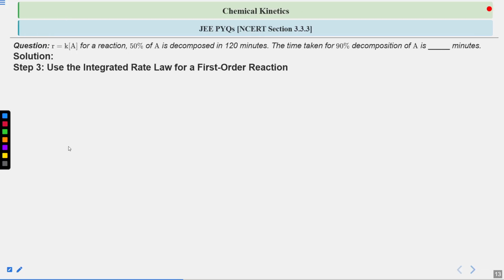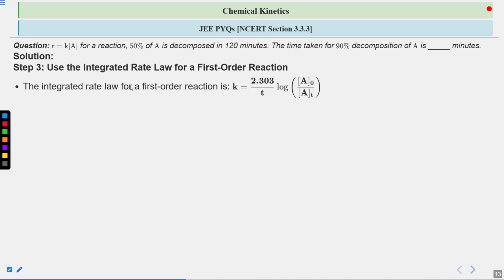When you solve this, we include step 3, that is, use the integrated rate law for the first order reaction. In first order kinetics, we have studied the integrated rate law in which K, the rate constant, is related to T, time, and an ln term is also coming. The concentration at different times, initial and final, is also coming. So we apply that integrated rate law for a first order reaction.